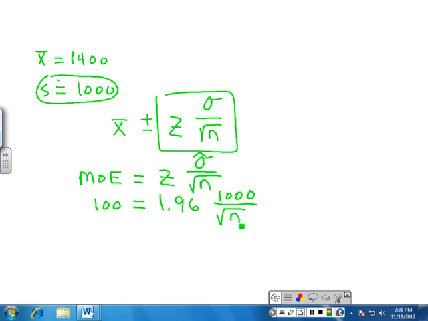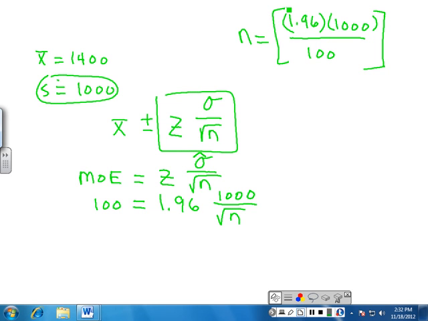So now n is going to equal 1.96 times 1,000 divided by 100. Take all of that and square it. And when I did that, I had 384.16. You should always round these up.